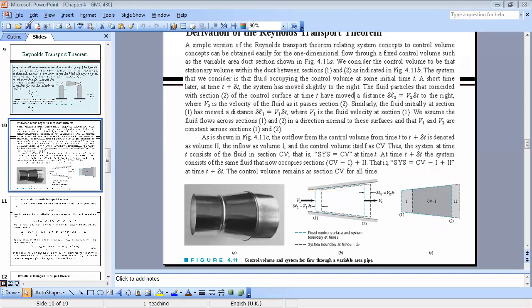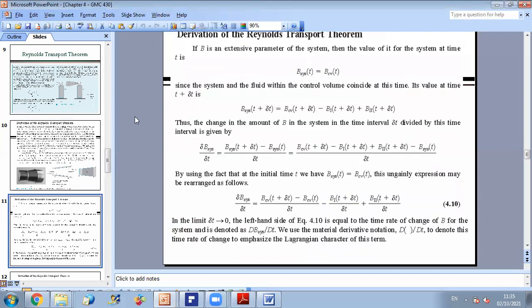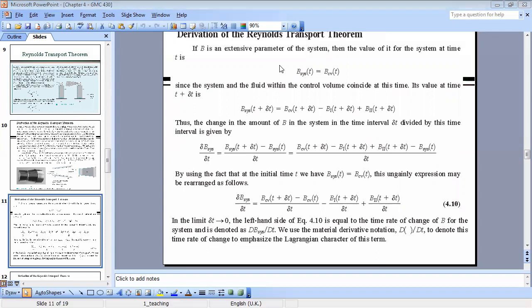If we want to write this physically, what will we do? We will say we are exploring a certain parameter, any parameter. It could be the mass, it could be the momentum, it could be the energy of the system. So if I want to look at any property of the system B, then I can say at the initial time, I started by considering everything in the control volume as my system. So at the initial time, the property of the system is exactly equal to the property of the control volume.